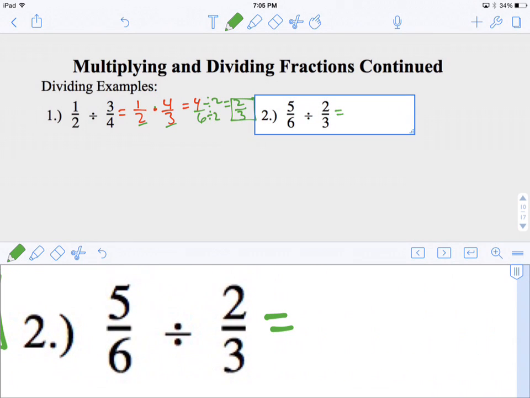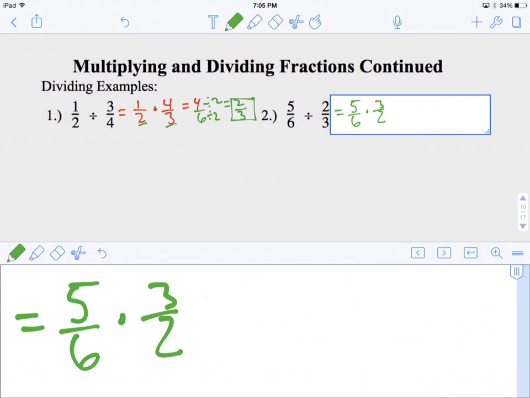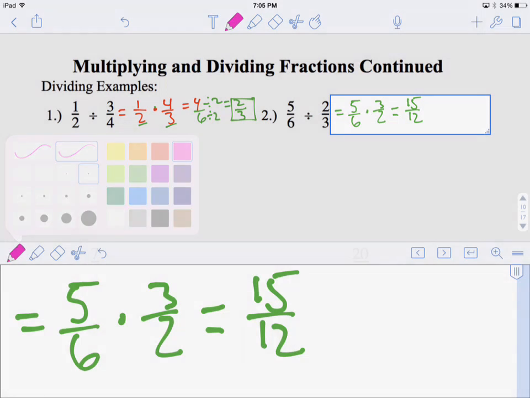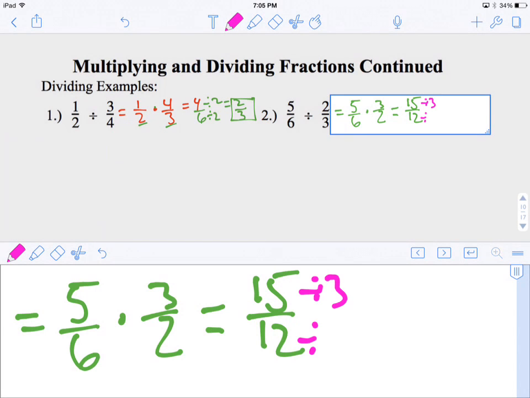Okay, number 2, same thing. When we divide by a fraction, we multiply by the reciprocal. So 5/6 times 3/2. And this turns into 5 times 3 is 15. 6 times 2 is 12. And we simplify. We can divide both of those by 3. 15 divided by 3 is 5. 12 divided by 3 is 4, 5/4.